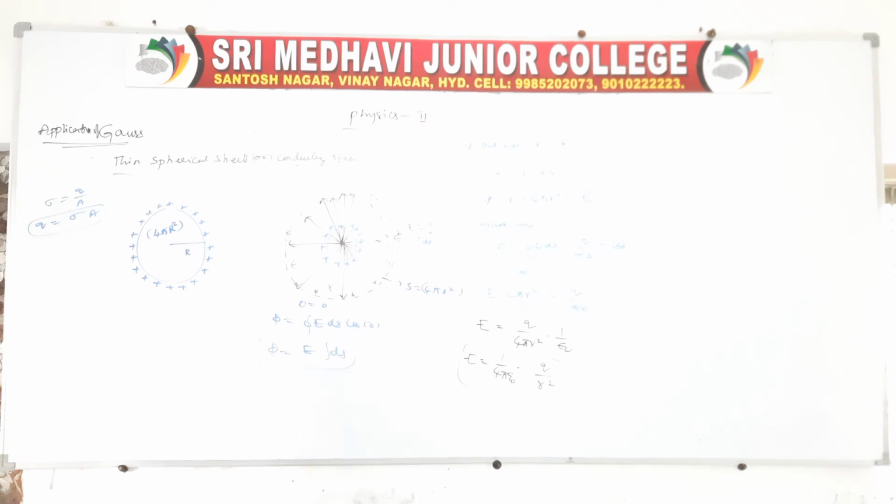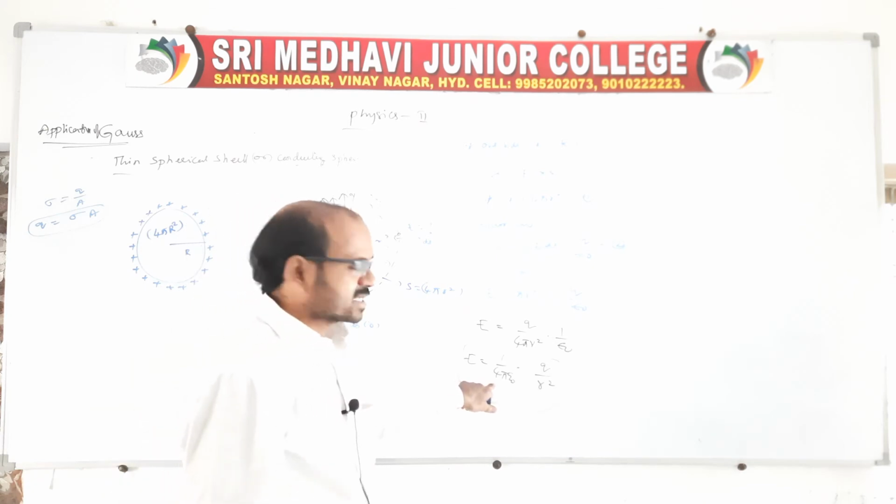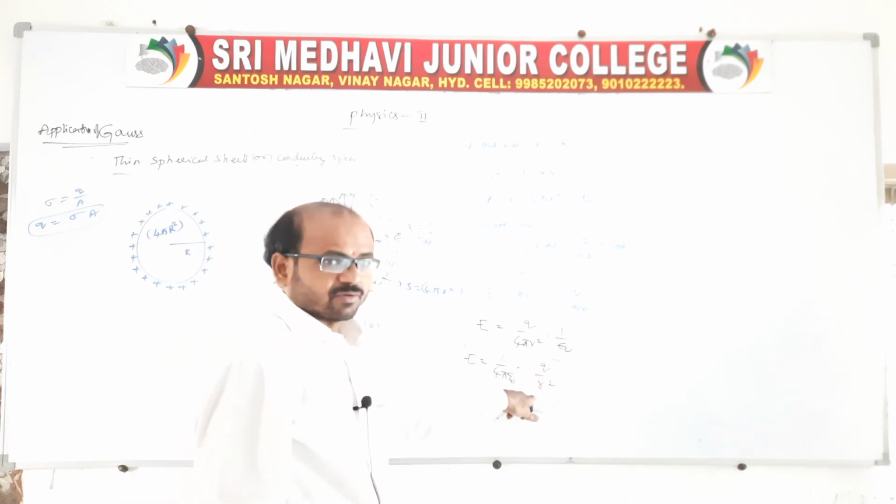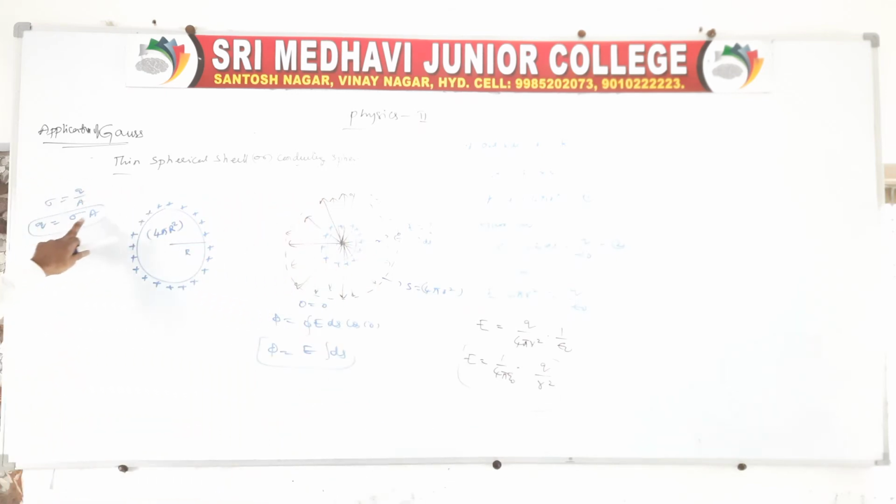So we can also write K, that is 1 by 4 pi epsilon naught, as K. So E is equal to 1 by 4 pi epsilon naught q by r square. But Q is nothing but what? Q is nothing but the charge given to this spherical shell. So here Q is equal to sigma into this area, capital, so 4 pi capital R square.